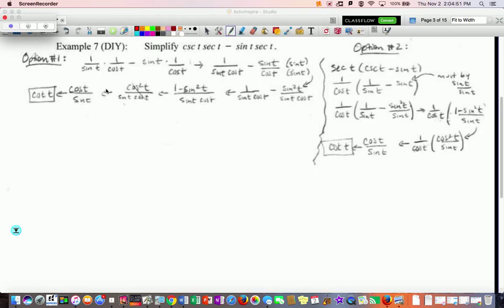Okay, so this is what we talk about. There are multiple pathways through this problem. If you change everything into sines and cosines, you'd have 1 over sine, 1 over cosine, sine, 1 over cosine.